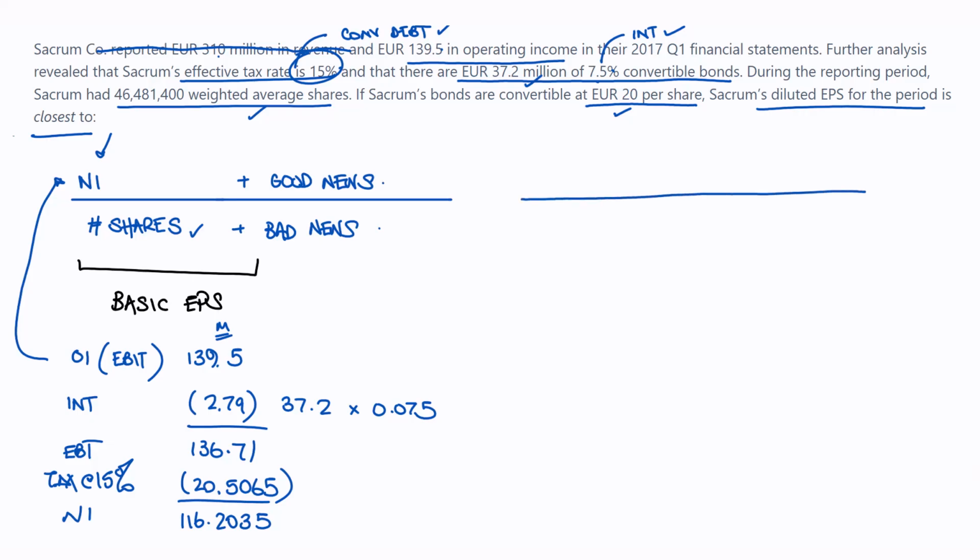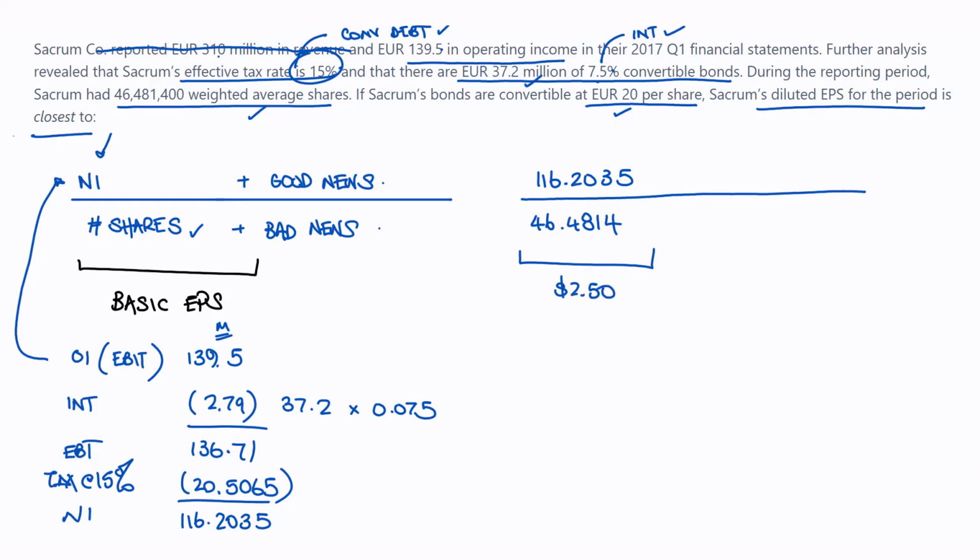Now, if we've got net income, we can calculate our basic and diluted. What do we have? Net income, 116.2035 million. And weighted average shares in issue, 46.4814 million. Feel free to write it out in full. I'm just doing it in millions. That's your basic EPS. Comes to $2.50 per share.